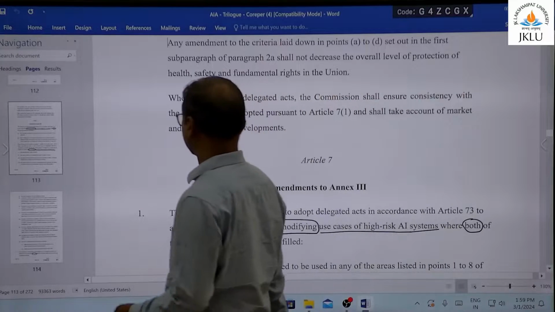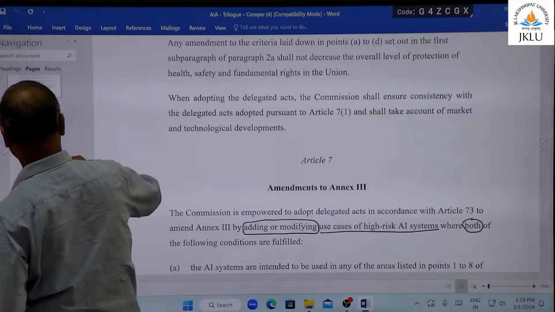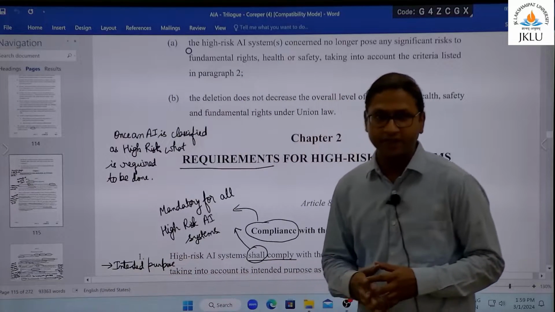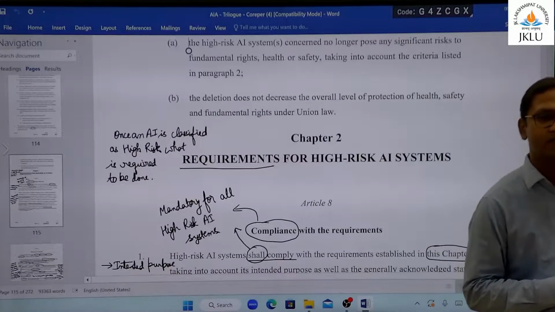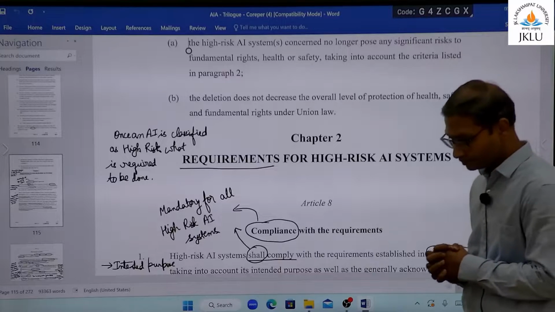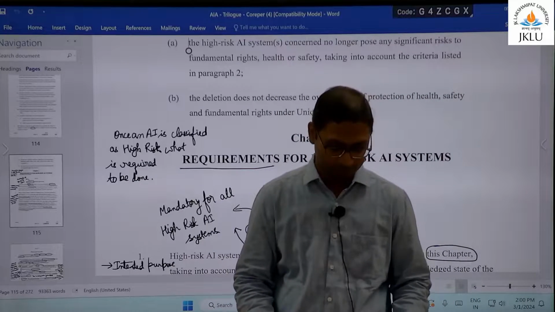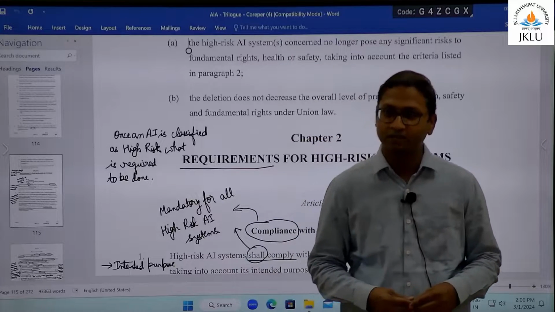Right. So we were talking about chapter 2 of title 3. What is title 3? What was title 1?